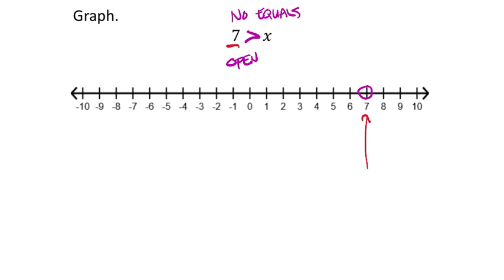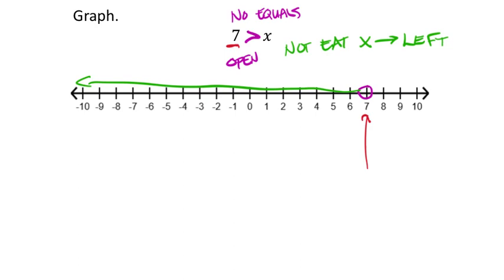Now we got to determine if this graph will go to the left or the right. This one is not eating x. And since it's not eating the x, the line will go to the left. All right, so on this graph, let's see if I can do this decent. I think that's better than my last one. I got to drag this line all the way over until I get the arrow.